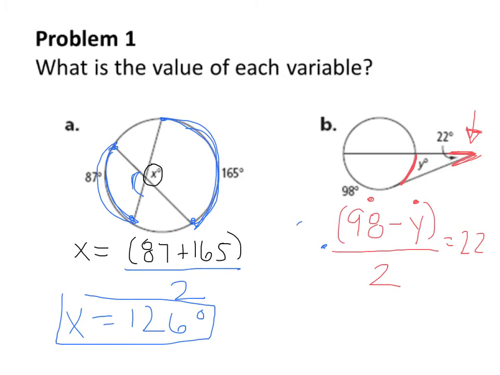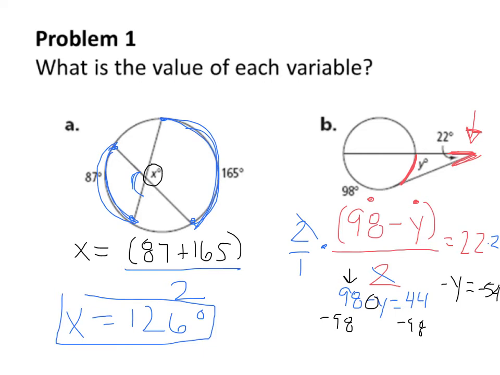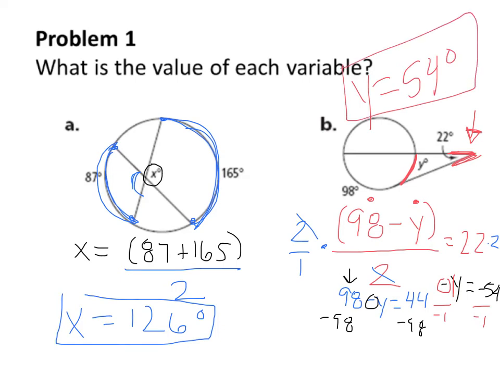So first I'm going to times 2 on both sides of my equation, because that's going to get rid of this 2 on this side. So I'm going to have 98 minus y is going to be equal to 44. And then I have to get rid of this 98, and it shows positive, so the opposite of positive is going to be subtraction. So I'm going to have to keep this negative sign with my y, and negative y is going to be equal to negative 54. So now, last step, I want to get rid of this negative 1 times y, so divide by negative 1. Y is going to be equal to 54 degrees. Again, inside add, outside subtract.